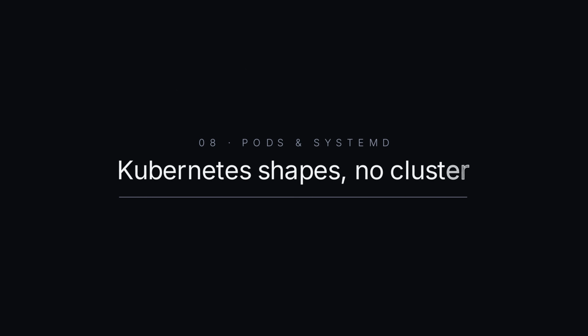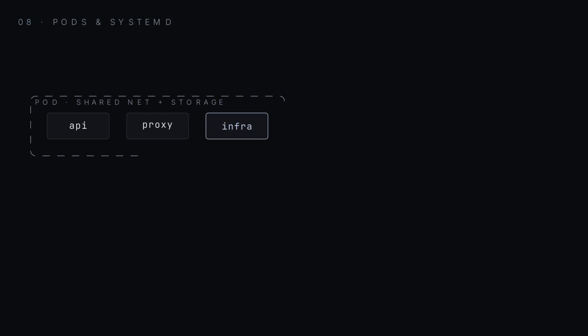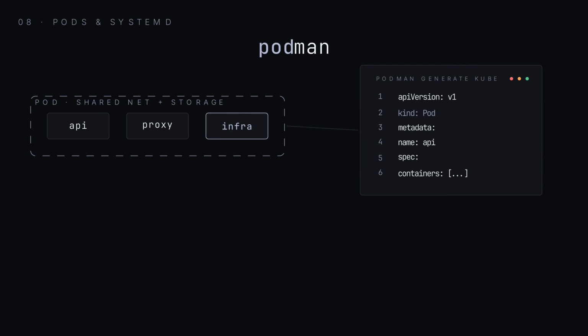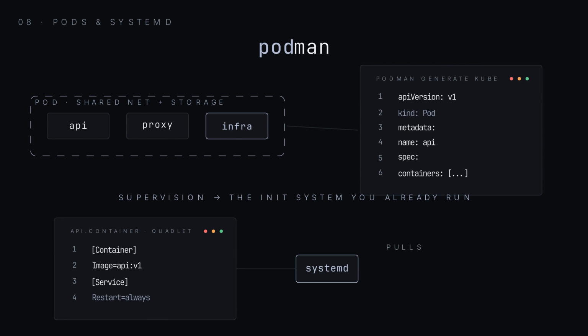If you have used Kubernetes, you have probably heard of a pod, a small group of containers that share a network and storage. Podman borrows exactly that idea, right there in its name, Pod Manager. You can group containers into a pod locally, and podman generate kube turns that pod straight into Kubernetes YAML. Supervision follows the same philosophy. Rather than build its own restart logic, Podman hands that job to the init system already running on your machine. A small Quadlet file describes your container using systemd's own syntax, and systemd pulls it, starts it, restarts it if it dies, and orders it against every other service on the box.